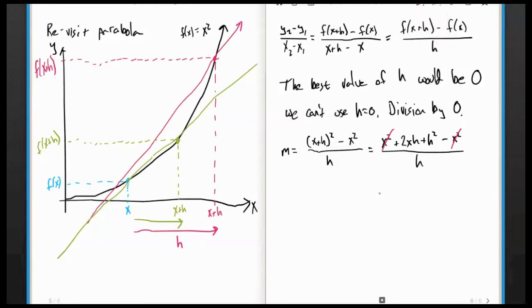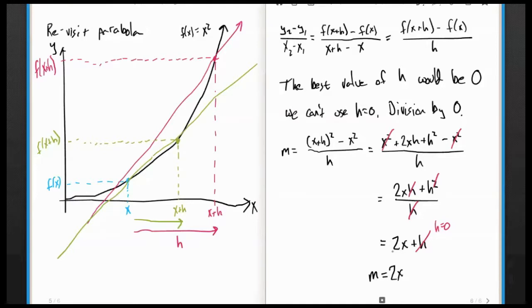Let's write the next step here. Equals 2xh plus h squared all over h. And then, wait a minute here. There's an h in everything, so I can cancel that out. So what is this? My slope actually ends up being, that's interesting, everything canceled. The h on the bottom cancels, so I don't really have that problem anymore. 2x plus h. But the best value of h is 0, so I can even get rid of that. h equals 0. So my slope, when I've done this, equals 2x.